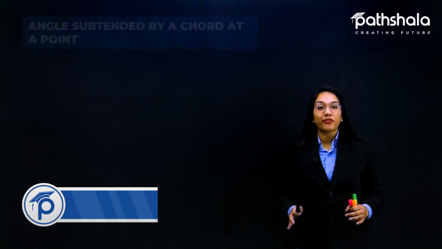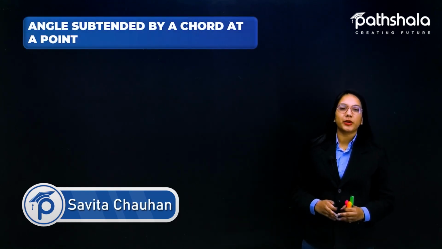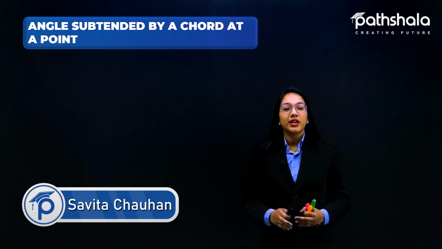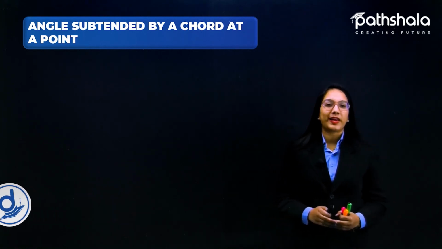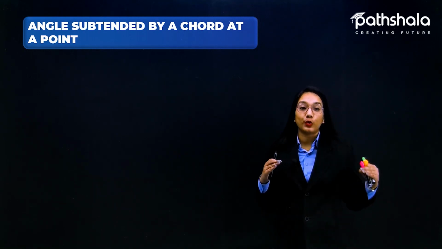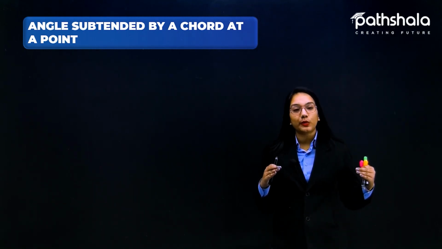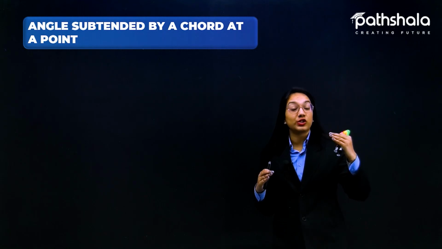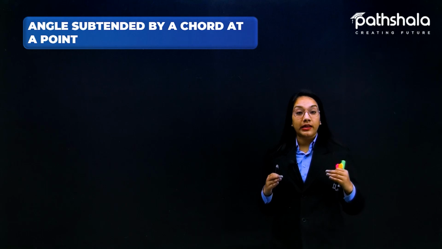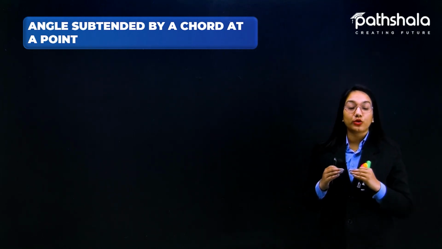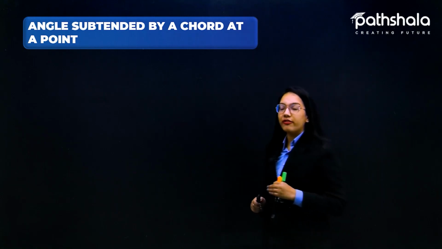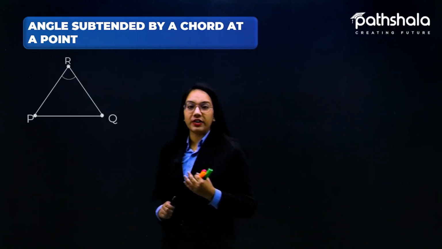Now let's move on to the new topic, which is called the angle subtended by a chord at a point. Suppose I take a line segment joining any 2 points P and Q, and there is another point R which is not lying on the line PQ, and I form an angle with respect to that line segment PQ at the point R.